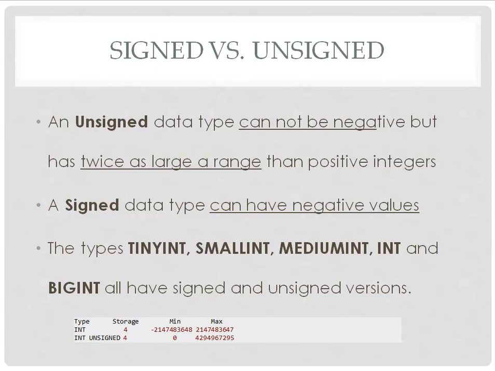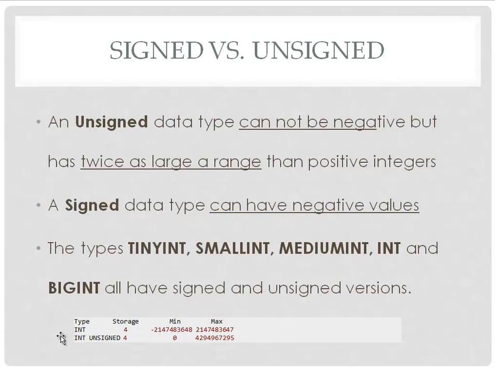An unsigned data type can't have negative numbers, but it has twice as large of a range than signed data types. All right, twice as large in a positive range. Signed data types have half the positive range, but they can have negative values. Okay, negative numbers.